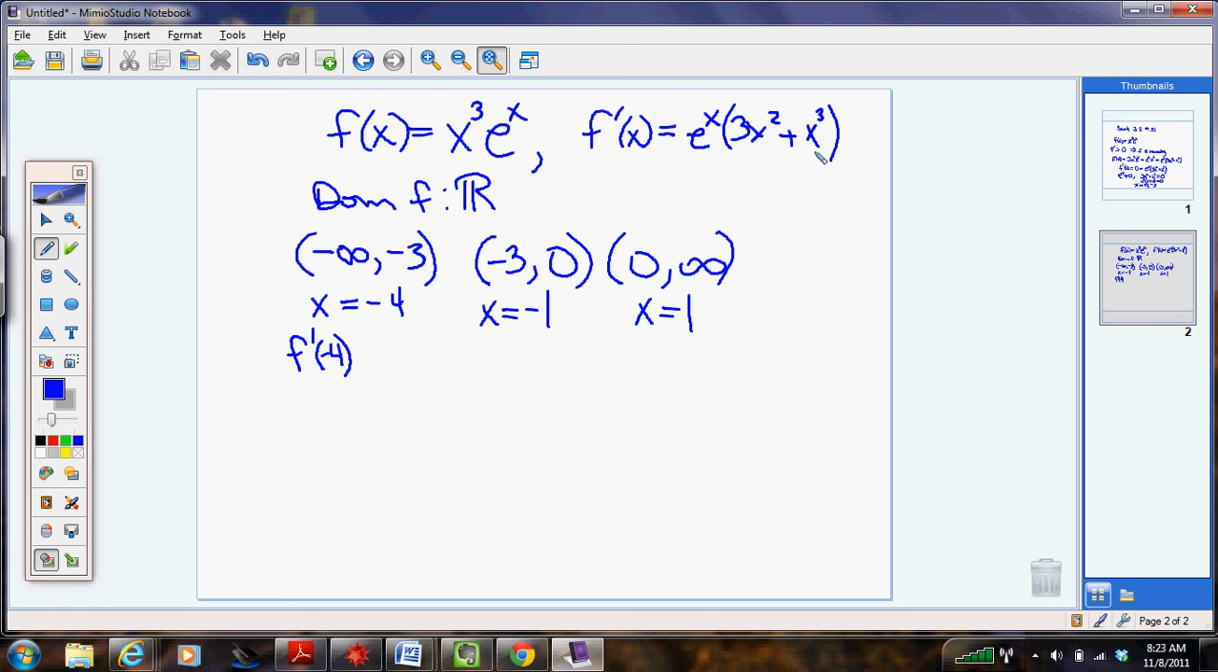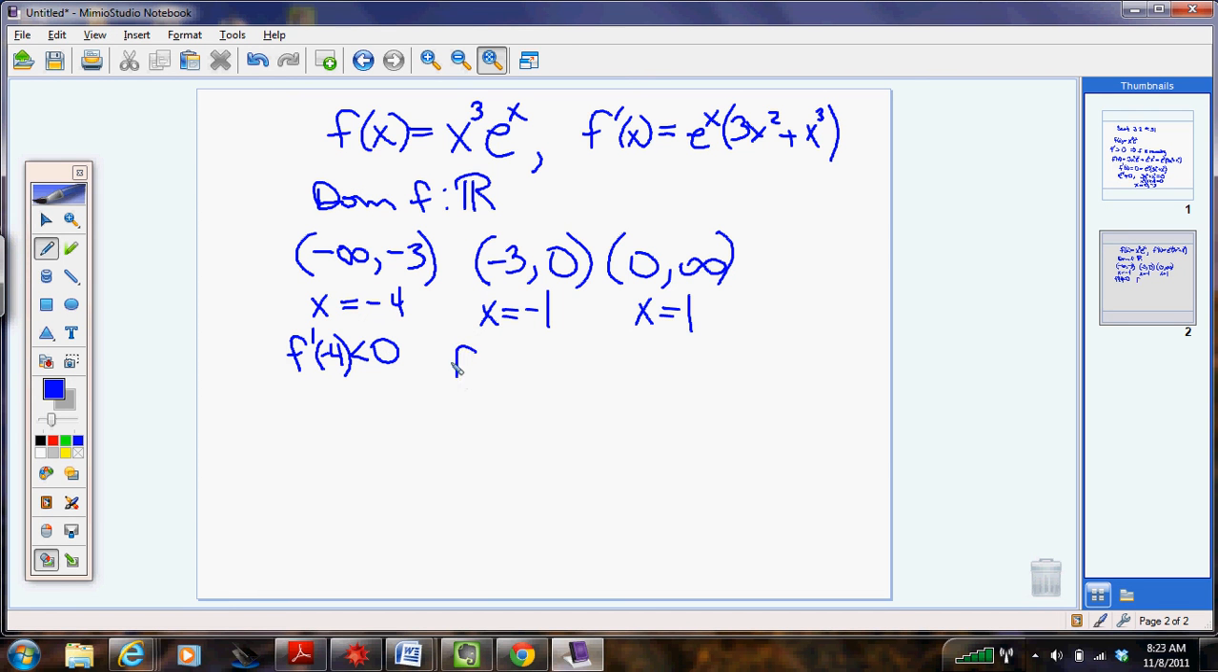Well, let's see. -4 squared is positive 16, times 3 is 48. And then negative 4 cubed is negative 64. I don't need to actually compute the number. We had 48 minus 64. We know that's negative. And a positive times a negative is going to be negative. So this is less than 0.